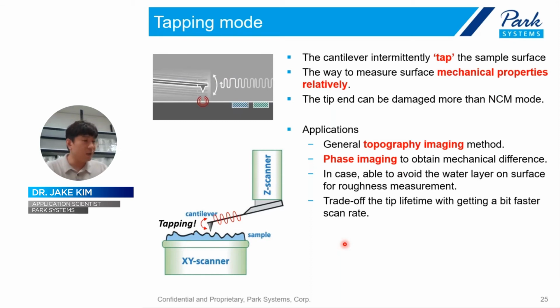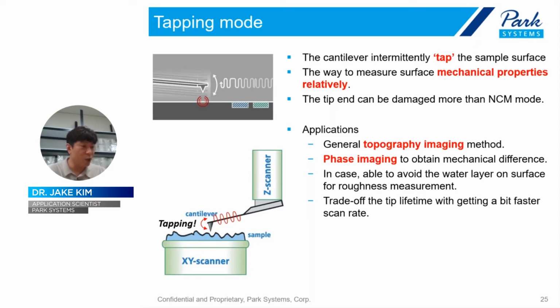The main application of this tapping mode is that we can acquire a phase image to recognize some sample properties, mechanical properties or other properties relatively. For example, we have a blended or mixed polymer sample. We can see the phase difference using this tapping mode, and we can determine two or three different polymer regions. About the phase image, I think I can explain it in the next webinar session.